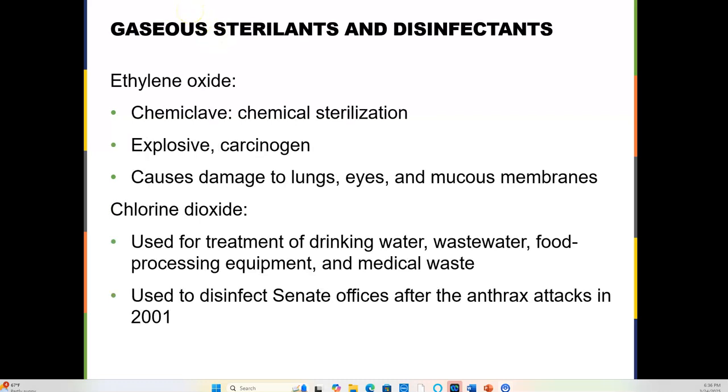Gaseous sterilants: ethylene oxide. Chemiclave is a chemical sterilization. It's explosive and a carcinogen, so you do not want to breathe it in or get it in your eyes or mucous membranes. It's very, very, very bad. Chlorine dioxide is used for treatment of drinking water, wastewater, food processing equipment and medical waste, and was used to disinfect the Senate offices after the anthrax attacks in 2001.